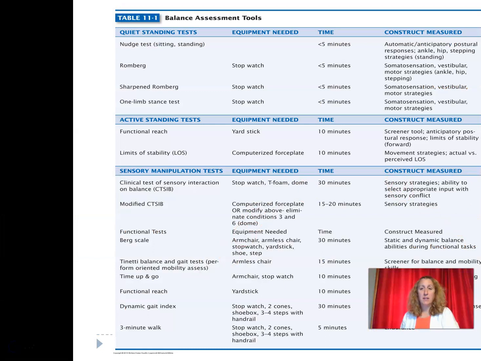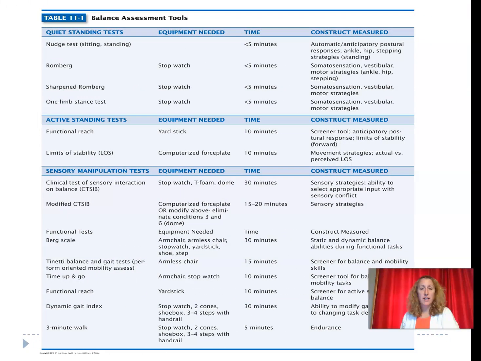So again, now we're back to this chart here, and it just goes over other balance assessment tools. You should also be familiar with what a Romberg is. Romberg stance is when you're standing heel to toe, so your feet are actually in front of each other. You can see how that would be a narrow base of support. So that's what a Romberg stance is.